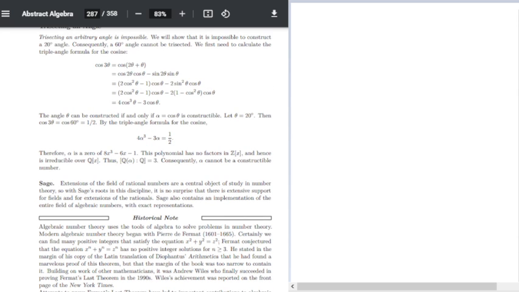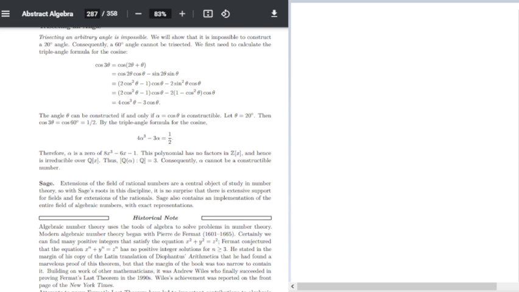Let theta be equal to 20 degrees. Then cosine of 3 theta is equal to cosine of 60 degrees, which is equal to 1/2. By the triple angle formula for the cosine, 4 alpha cubed minus 3 alpha is equal to 1/2. Therefore, alpha is a zero of 8x cubed minus 6x minus 1. This polynomial has no factors in Z[x], and hence is irreducible over Q[x]. Thus, the index of Q(alpha) over Q is 3, and alpha cannot be a constructible number.